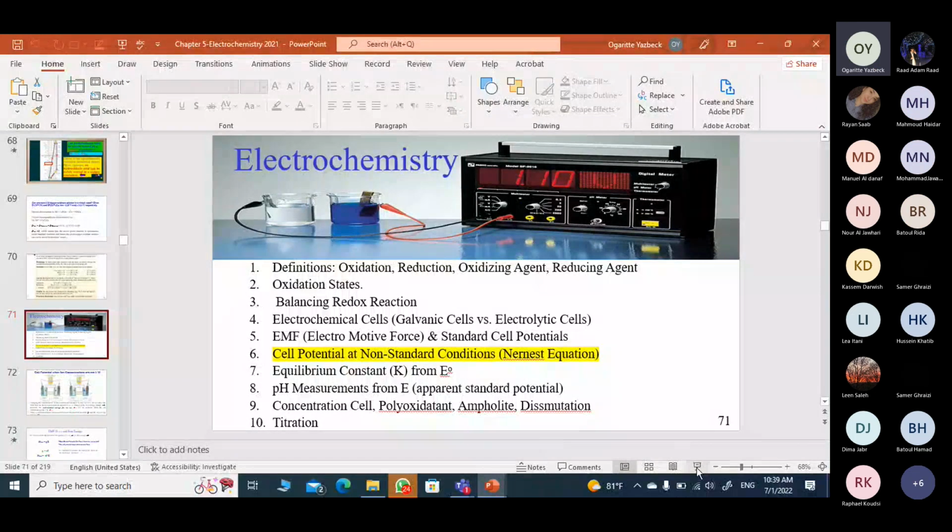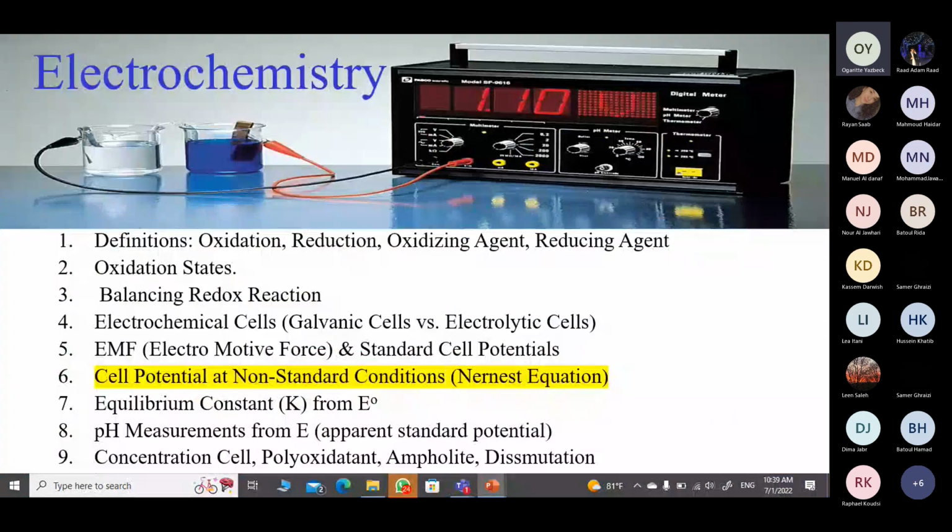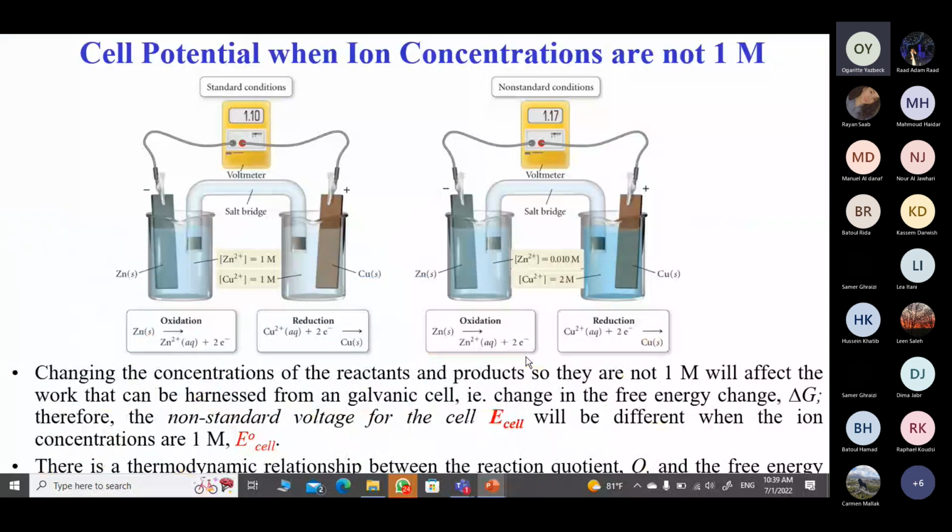So now we're on section 6, electrochemistry part 6, section 6: cell potential at non-standard conditions and the derivation of the Nernst equation. Okay, what happens when we're at non-standard potential? We're not having a concentration of 1 molar.